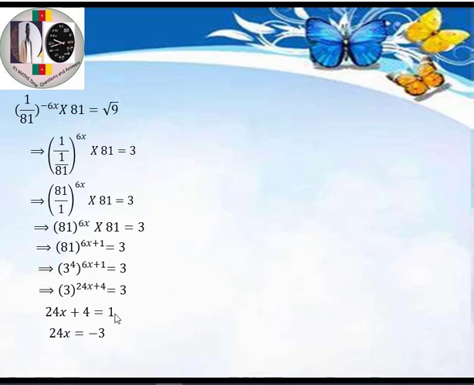When we divide both sides by 24, we have x equals minus 3 on 24. But 3 can go into itself 1 time and into 24 8 times. So the simplified version of x will be minus 1 on 8.